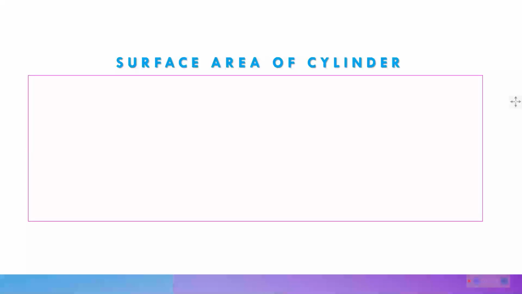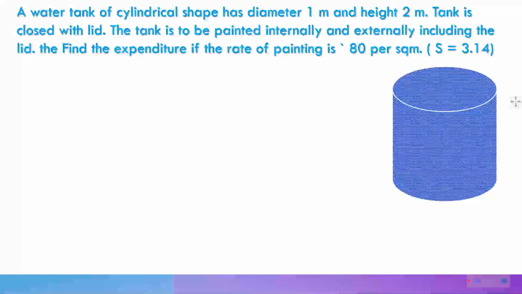I would like to write the formula once again. Surface area of a cylinder: curved surface area is equal to 2 pi r h, and total surface area is equal to 2 pi r into h plus r. Here is a question. A water tank of cylindrical shape, diameter 1 meter and height 2 meter. Tank is closed with a lid. The tank is to be painted internally and externally, including the lid. Find the expenditure if the rate of painting is 80 rupees per square meter.